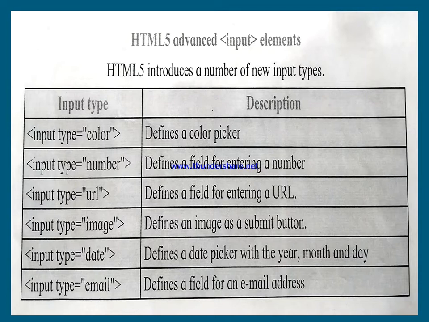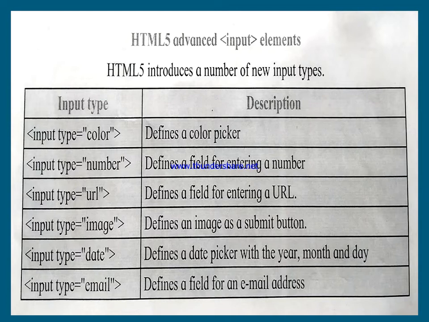Now sometimes, according to the user's need, you have to provide a box which allows you to enter the uniform resource locator, that is a website address. So it starts with HTTP, that is hypertext transfer protocol. Such kind of element can be introduced by using input type equal to URL.